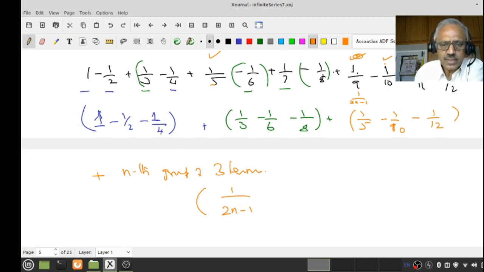And let's look at this one. The first group is minus 4. And this is minus 8. This is the second group, minus 8. Third group is minus 12. Therefore, this is going to be 1 by 4n. And what will be this? You just have to add this. This is going to be minus 1 by 4n minus 2.